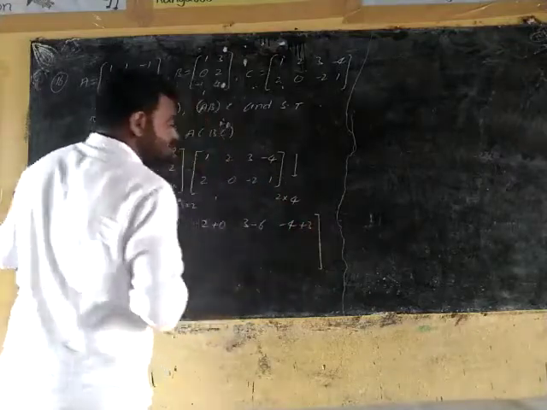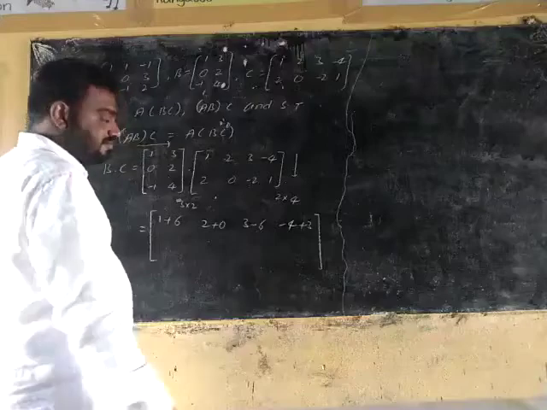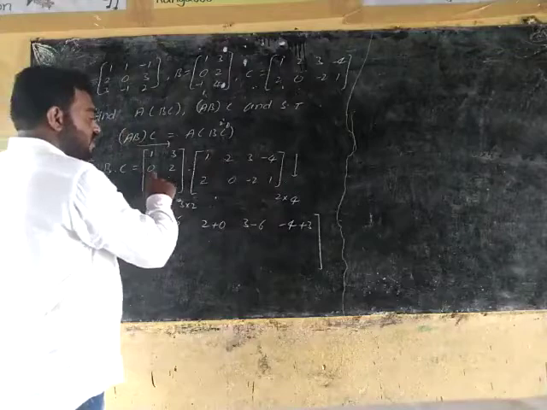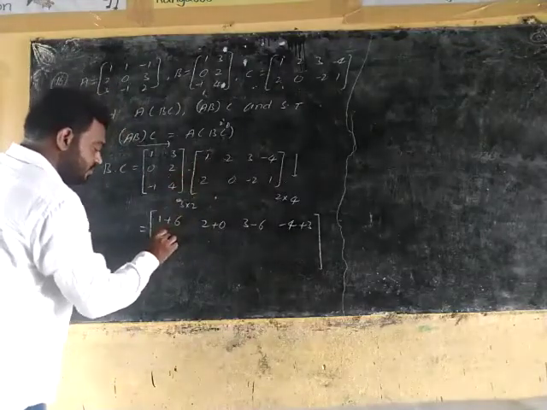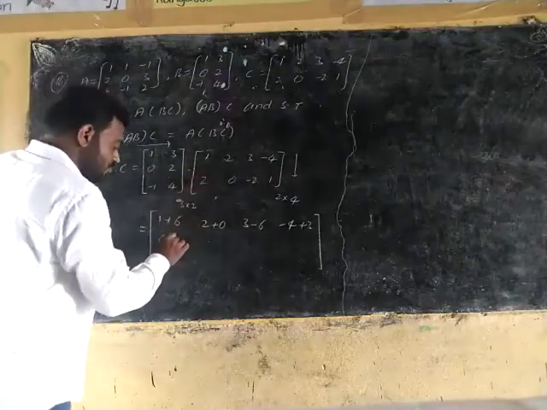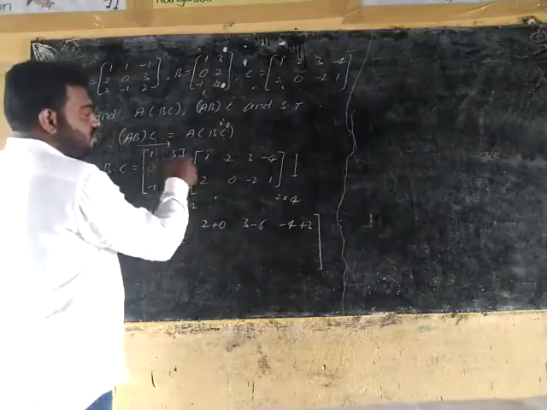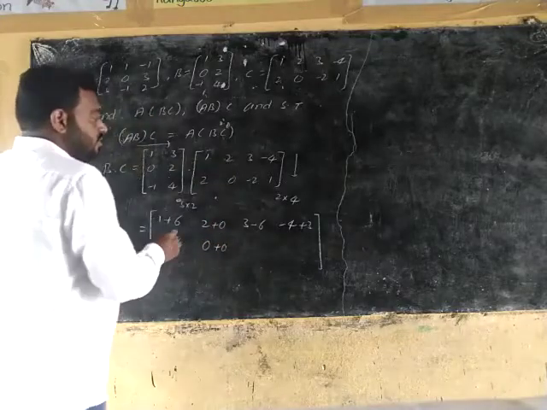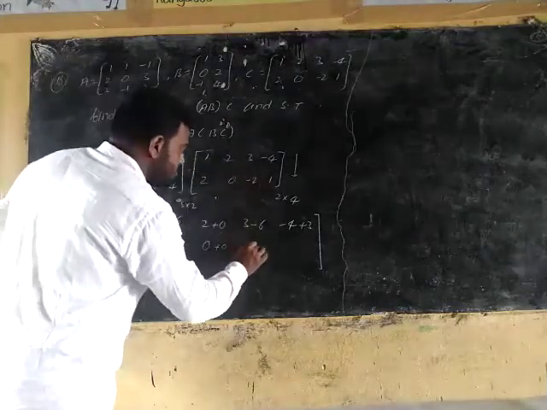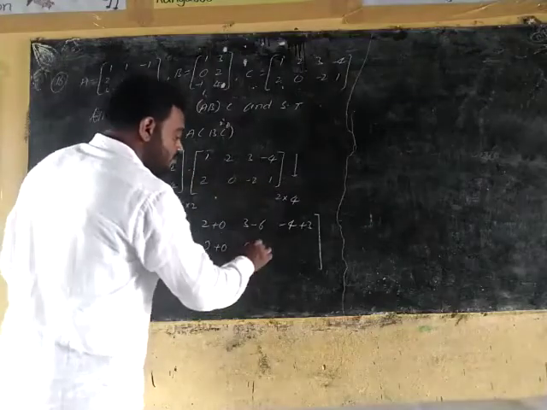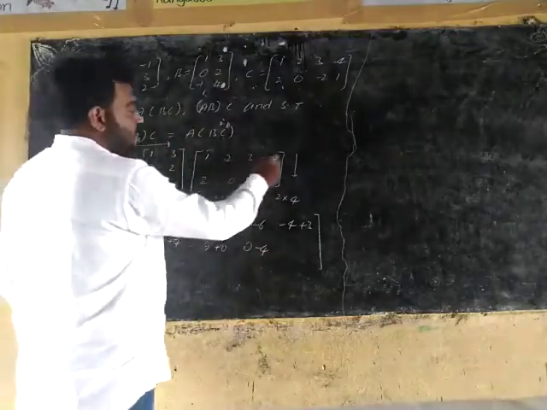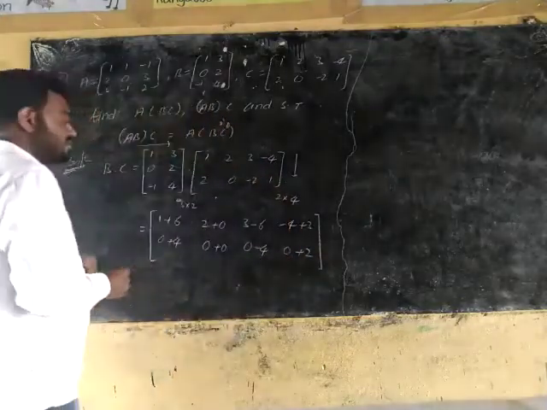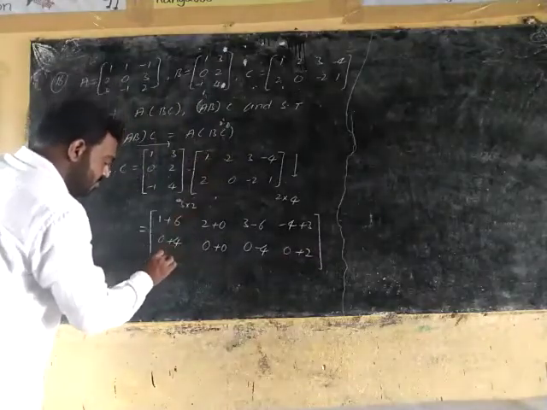Now the second row with all the columns. Second row into first column: 0 into 1, 0, plus 2 into 2, 4. Next, 0 into 2, 0, plus 2 into 0, 0. Next, 0 into 3, 0, plus 2 into minus 2, minus 4. Then 0 into minus 4, 0, plus 2 into 1, 2.